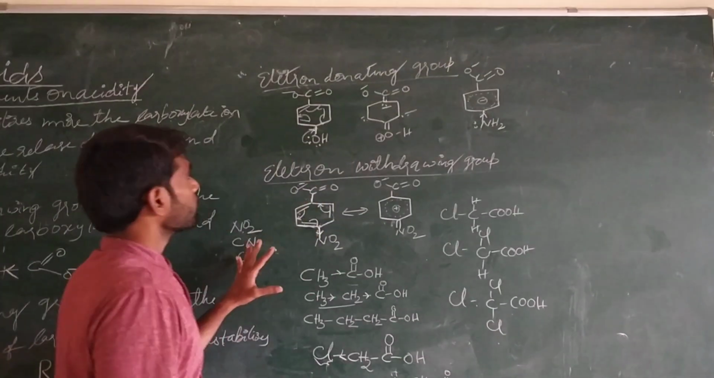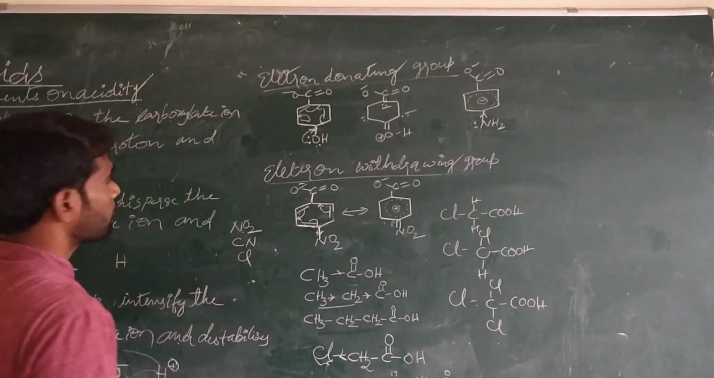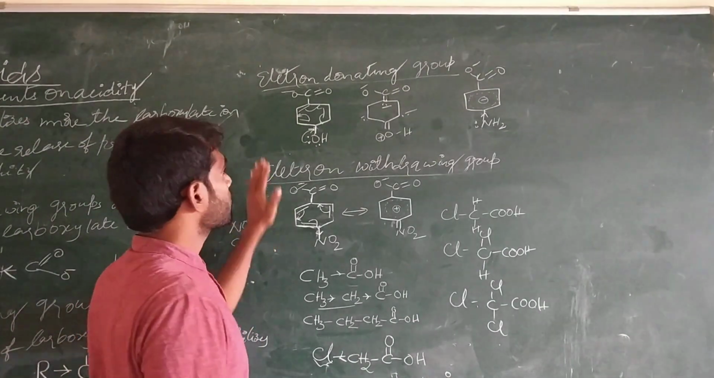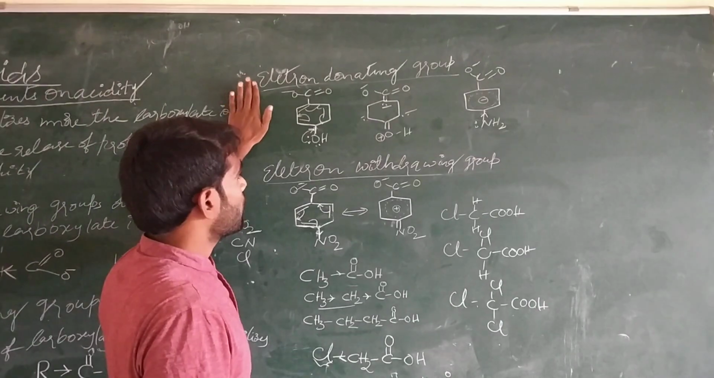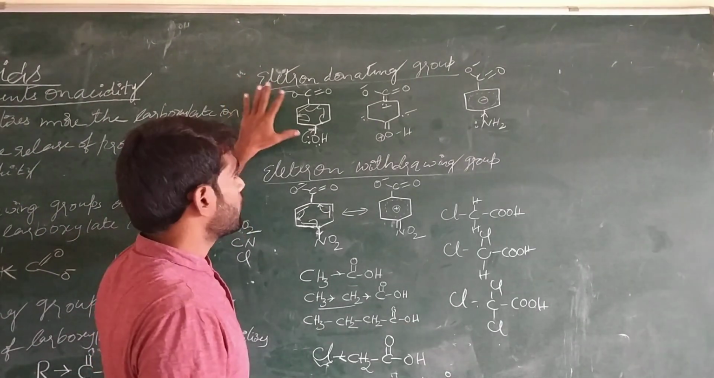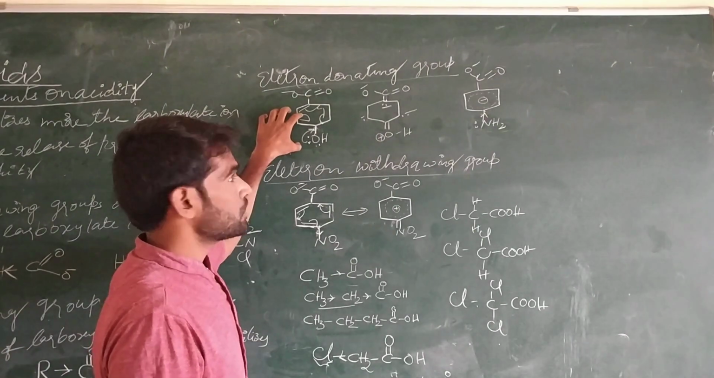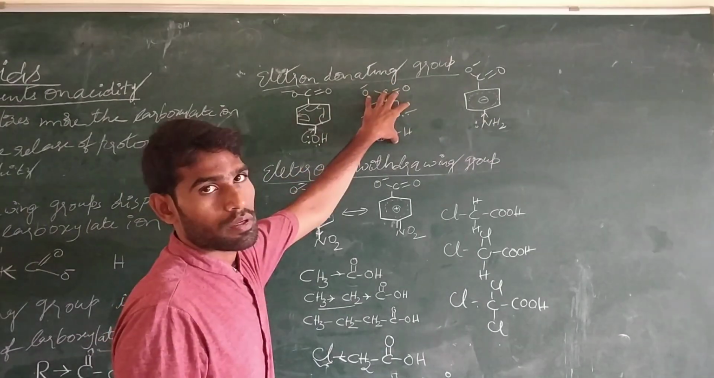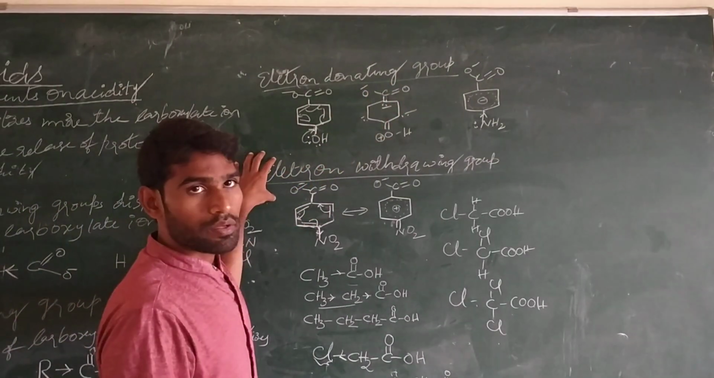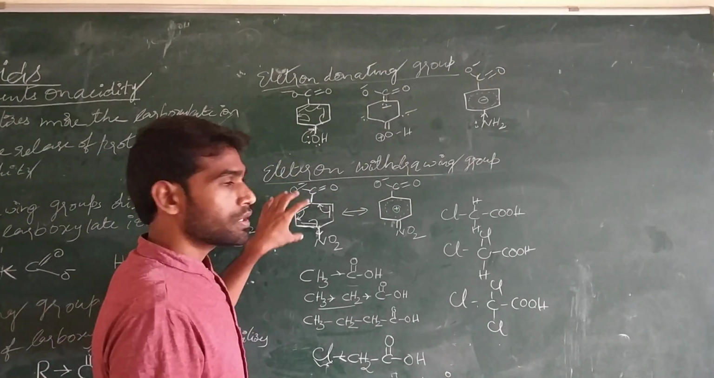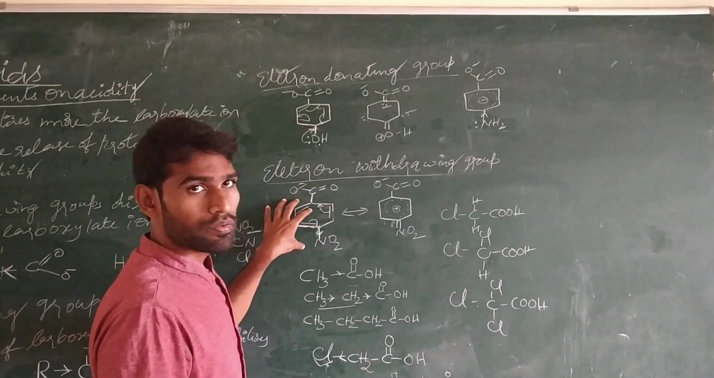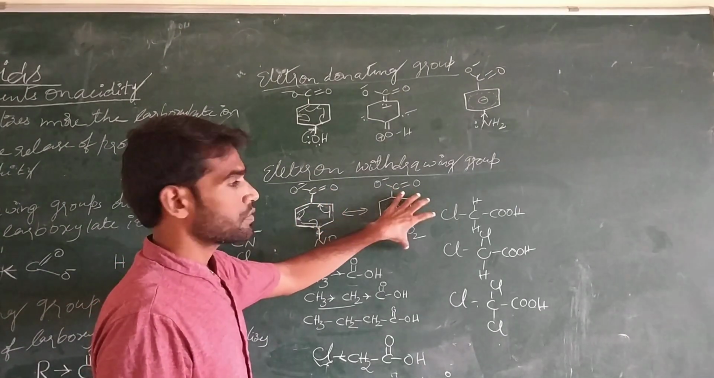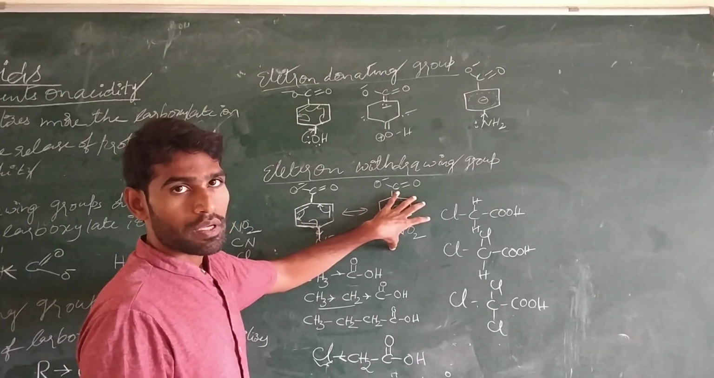This is the effect of substituents on acidity of carboxylic acid. Case 1, electron donating groups. Electron donating groups are intensifying the negative charge on carboxylate, and they are not facilitating the release of proton. Electron withdrawing groups, they are decreasing the electronegativity on the carboxylate ion, and they are facilitating the release of protons, and they are increasing the acid strength.